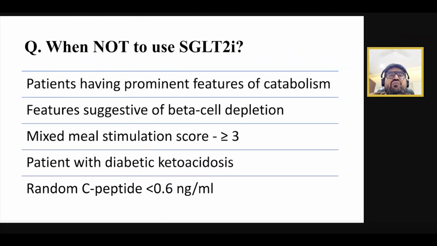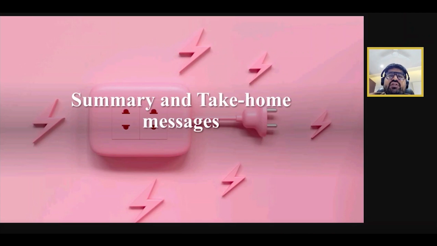Right? Finally, when not to give SGLT2, this is also equally important because SGLT2 inhibitors are now becoming very popular in clinical practice, and you need to understand this point, because if you give an SGLT2 inhibitor to a patient with beta cell dysfunction, you can sometimes trigger euglycemic ketoacidosis, which is a feared complication in this patient. So patients having prominent features of catabolism, features suggestive of beta cell depletion, mixed meal score of 3, diabetic ketoacidosis, and C-peptide less than 0.6. So basically I mirrored this last slide to tell you that these patients should not be given SGLT2, right? Rather, they should be given insulin.